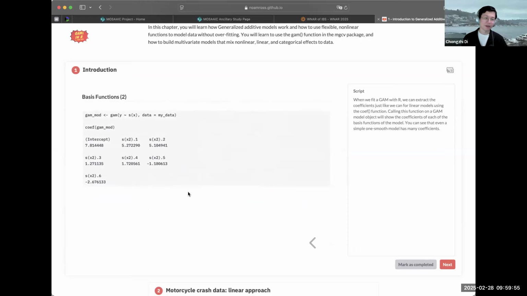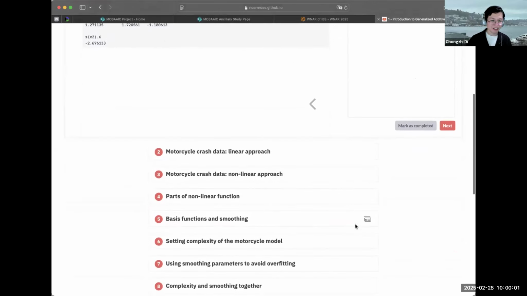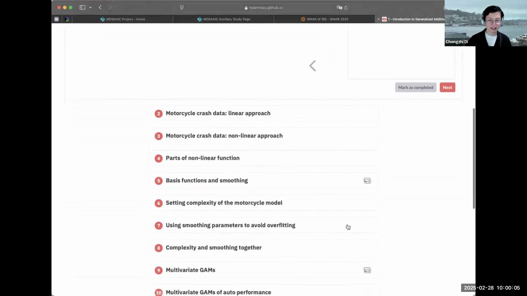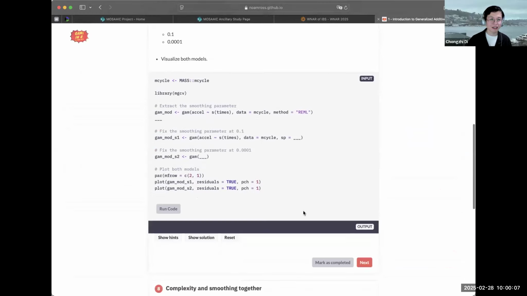And then it will give you some outputs. I don't think I'll go into the details of this.